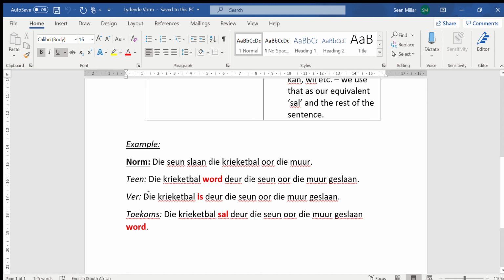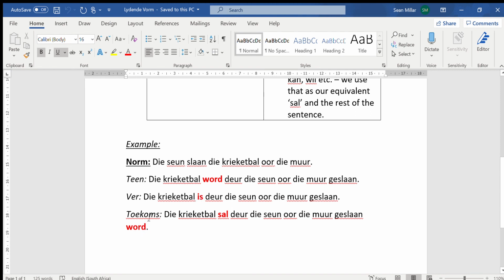Then if we ask to do it in the verlede tyd, so let's say the original sentence was die seun het die cricketbal oor die muur geslaan, then we'd say die cricketbal is deur die seun oor die muur geslaan. So that het obviously falls away because it's replaced with the is. It is weird how the verlede tyd gets is, but that's just the general rule.